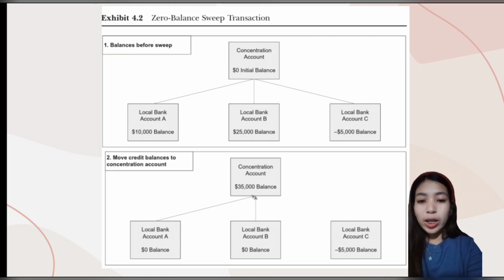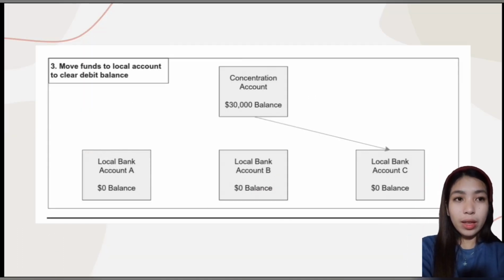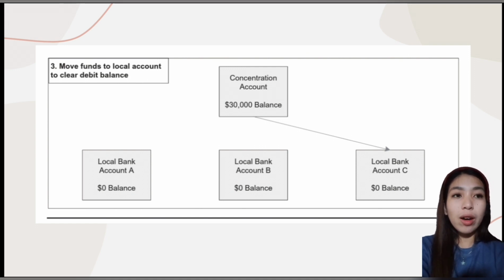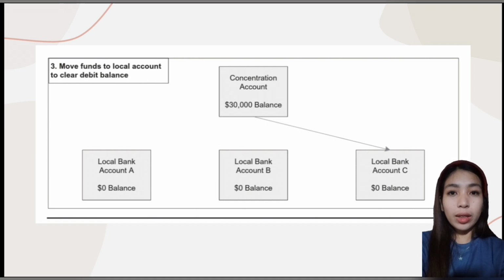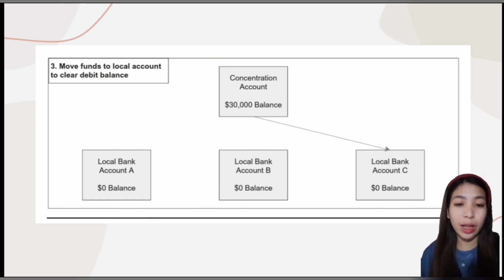In the first stage of the sweep transaction, the cash in the two accounts having credit balances is swept into the concentration account and the balance becomes $35,000. In the next stage of the sweep, sufficient funds are transferred from the concentration account to offset the debit balance in account C, which is negative $5,000, and the concentration account becomes $30,000. At the end of the sweep, there are no credit or debit balances in the zero balance accounts. It is also possible to use target balancing to maintain a predetermined minimum balance in a subsidiary account, which involves sweeping only the cash level above the minimum balance and reverse sweeping cash into the subsidiary account if the balance drops below the minimum balance.